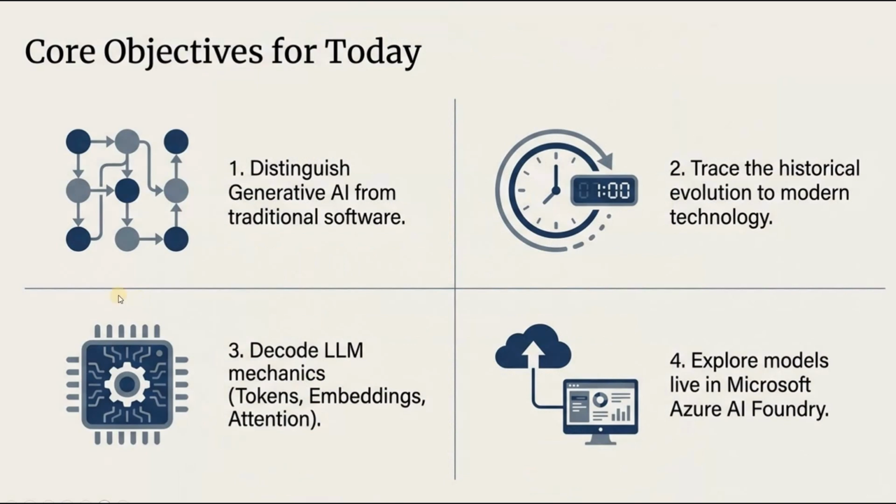By the end of this video, you will be able to answer four key questions with confidence. First, what exactly is generative AI and how is it different from the traditional software you have been using for years? Second, how did we get here? What is the history that led to this moment in technology? Third, what is a large language model and what are concepts like tokenization, embeddings, and attention mechanisms? And finally, how can you explore these models yourself using Microsoft Azure AI Foundry, and how does the choice of model actually affect the output you get?